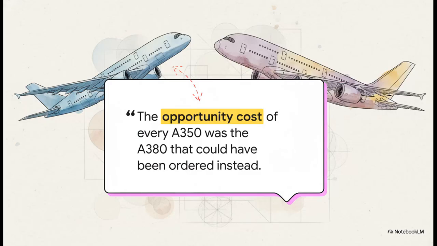The key thing to remember is they just can't have an unlimited supply of both. And this brings us to the direct consequence of scarcity. A choice simply had to be made. By choosing to order the A350s, they had to give up the chance to order more A380s. And that next best alternative that you give up, well, that has a name. We call it the opportunity cost, a concept that is directly and forever linked to scarcity.